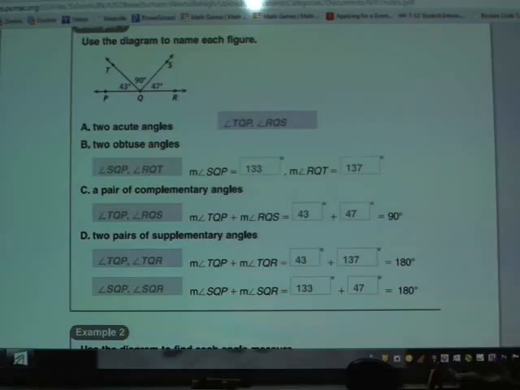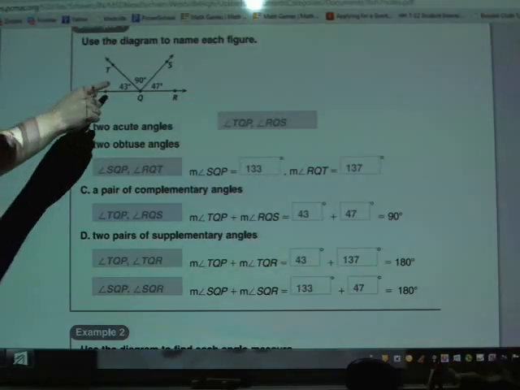So now with all that in mind, let's use that to help us figure out question 1, where we're going to use the diagram to name each figure. So they're asking us to start off here and name the acute angles. So remember, make your L shape with your hand, finger and your thumb, pull them closer together. That's acute. So we're looking for less than 90 degrees. Well, we have two angles here that are less than 90 degrees.